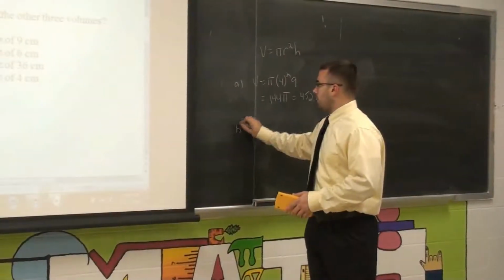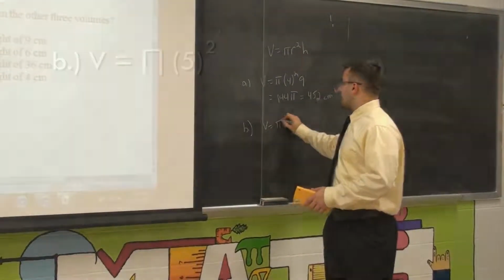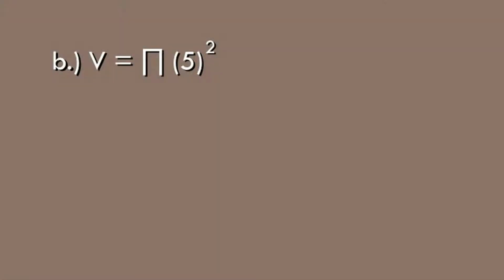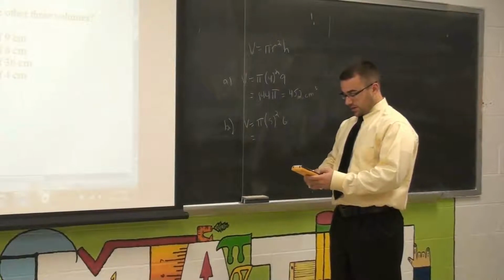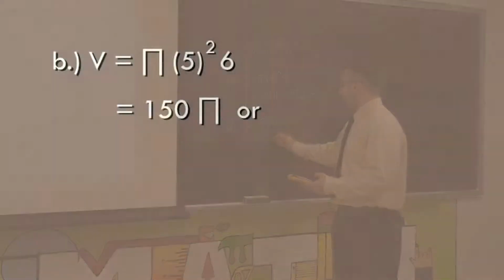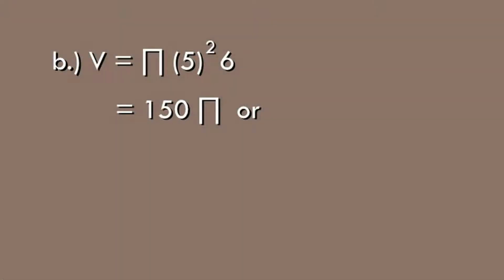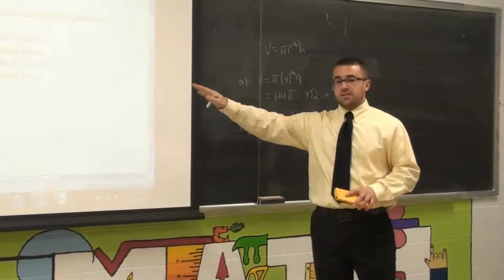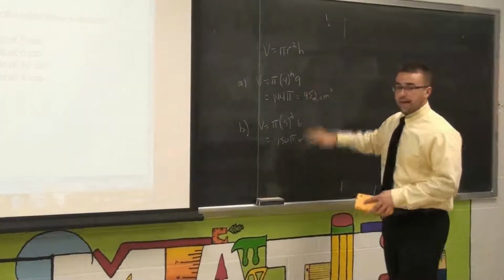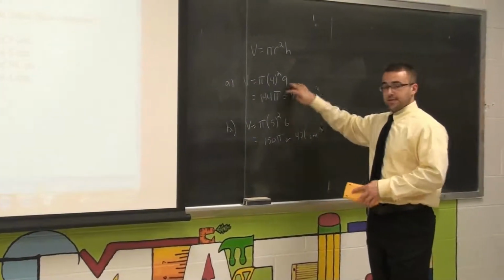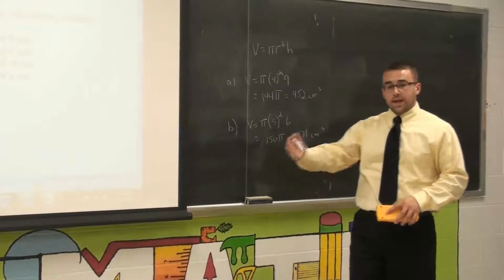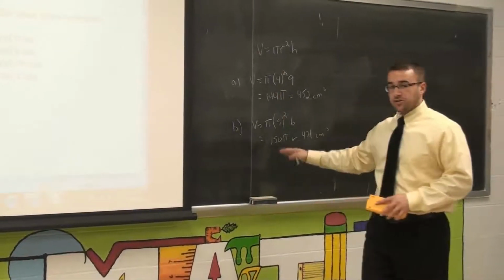Going to part B, volume equals pi. In our second scenario, we have a radius of 5 and a height of 6. Once again, using our calculator, 5 squared times 6, we get 150 pi, or if we multiply it out we get 471. Remember our units. Now the question is asking which has a different volume. Right off the bat, I got 2 separate volumes, but I can't assume that it's either A or B. We're going to have to try one more scenario to see which one actually sticks out.